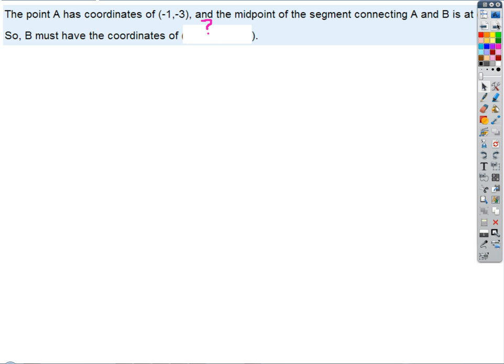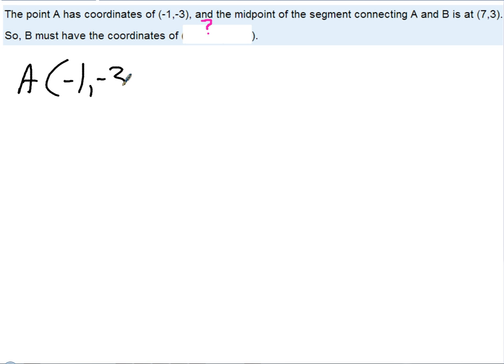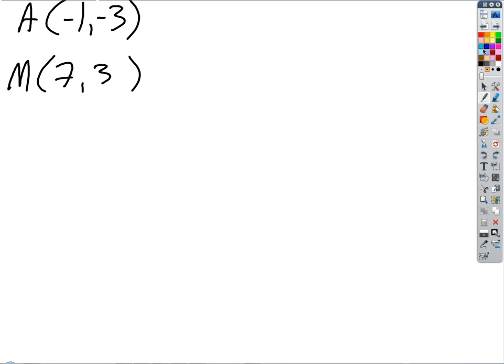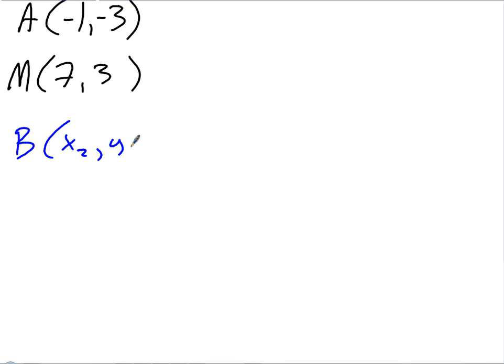Okay. Here's another one. Point A has coordinates of -1, -3. Let me write these down for you, a little bigger so you can see them. So here's point A. The midpoint has coordinates 7, 3. And what the question is asking, what are the coordinates of B? So let's just call that x2, y2, and I just have to solve for those things, right? What do you think?